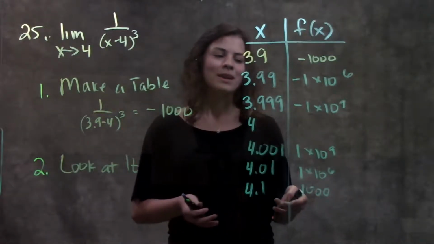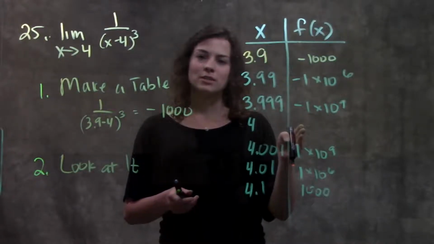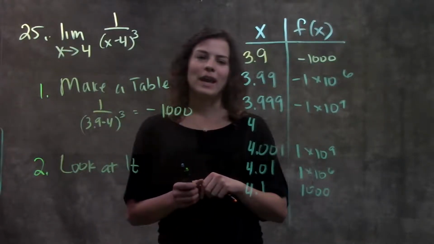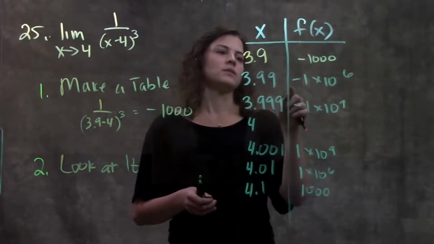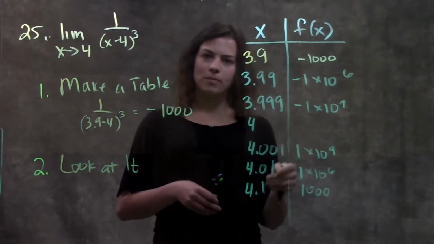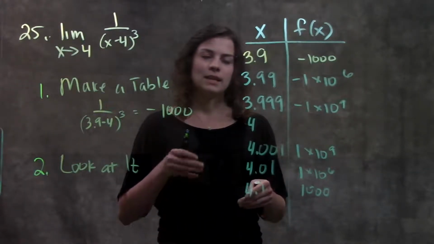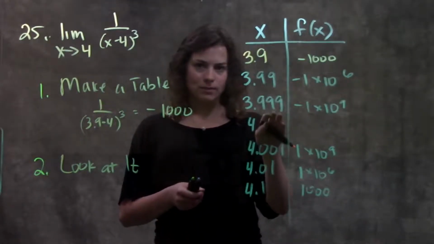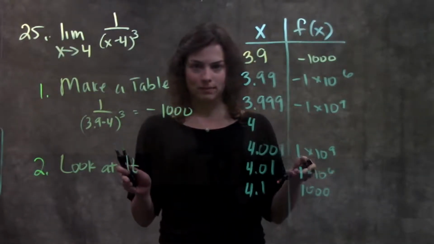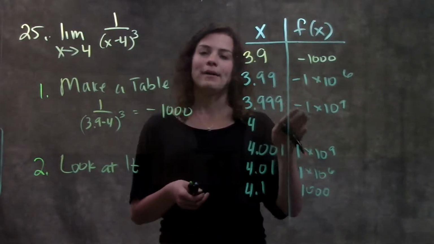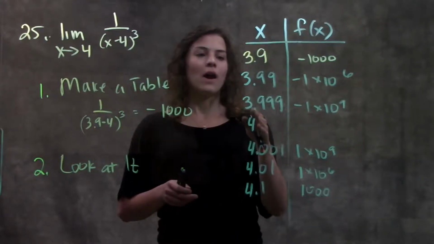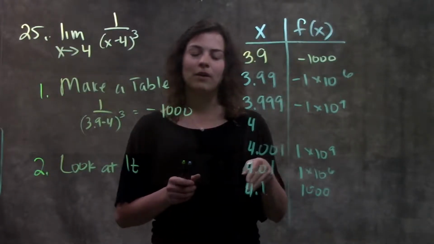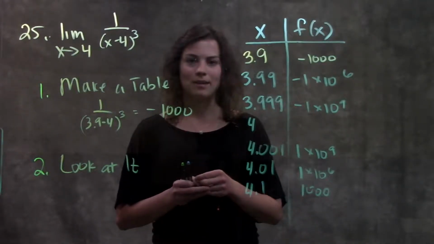So now let's look at our table, see what y value this function is approaching as the x values get closer and closer to our point of interest, which is 4. Looking from the left-hand side, it's going from negative 1,000 to negative a million to negative a billion. So it's getting infinitely smaller as the x values get closer to 4. We only went to 3 decimal places here, but imagine if we had hundreds of decimal places, 3.99 repeating. Imagine how small this y value would be. So as the function is approaching 4 from the left-hand side, it's getting infinitely smaller. It's approaching negative infinity from the left-hand side.